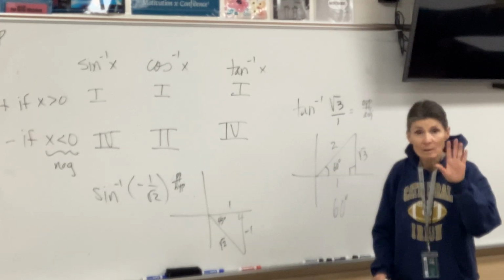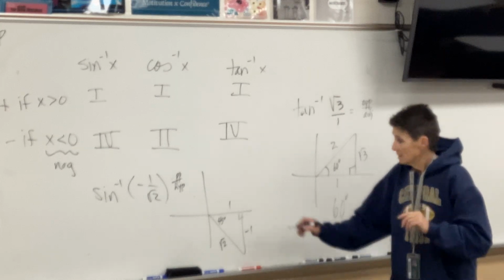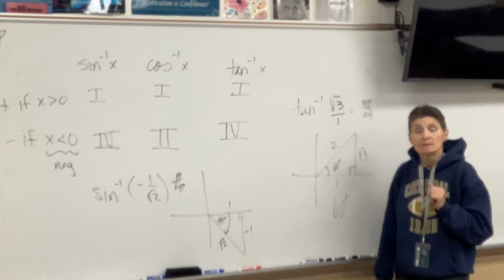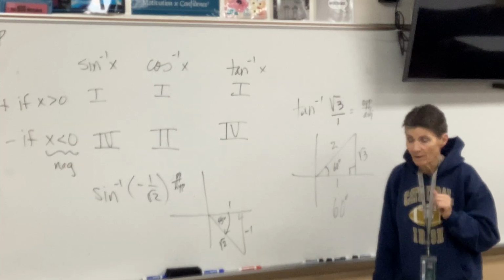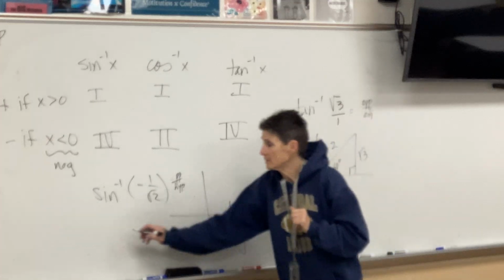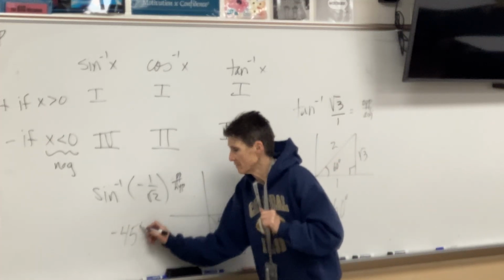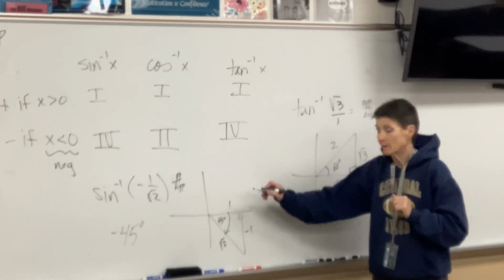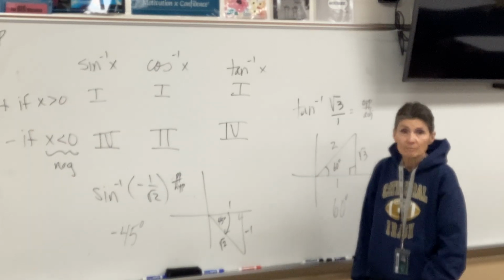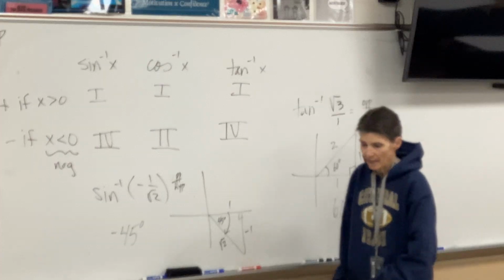Well, wait a minute, guys, wait a minute. It's down 45. Since it's down 45, the answer isn't 45. The answer is -45 degrees. Remember, if I go down, that's a negative rotation. That's a negative angle.